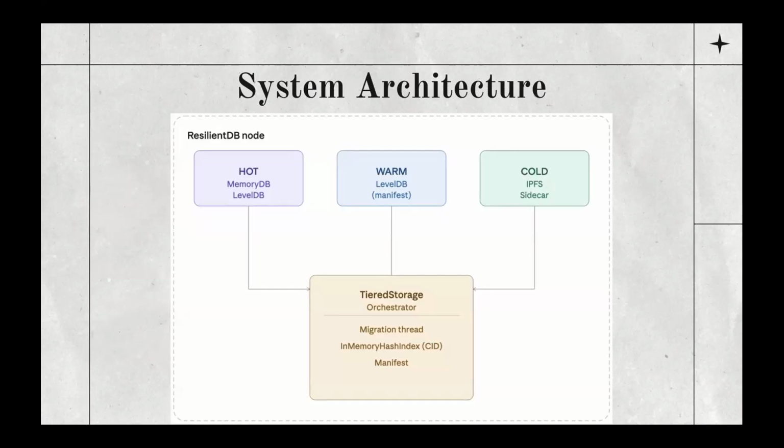The architecture has 3 storage tiers within each ResilientDB node. The hot tier is for active data. This is not a cache situation. Whatever recent data is there, all that is in hot, so recently written data. The implementation would be memory DB or LevelDB. I've abstracted that into calling it hot storage, and the warm and cold tiers are only used when the tiering is enabled.